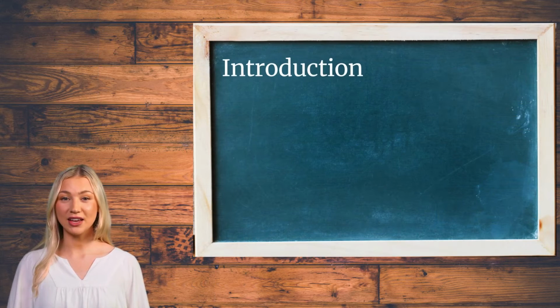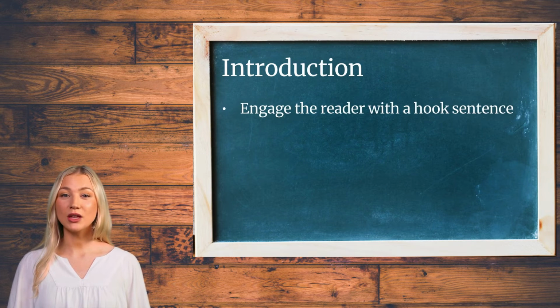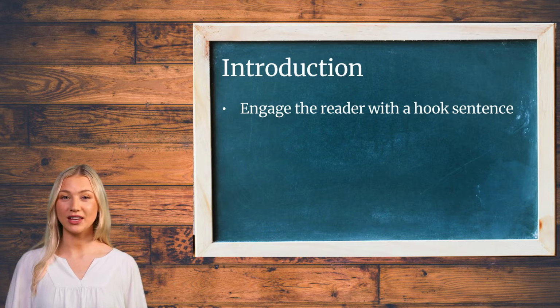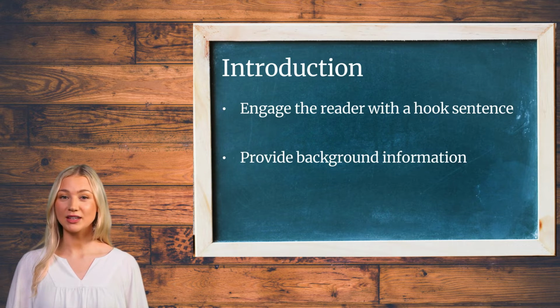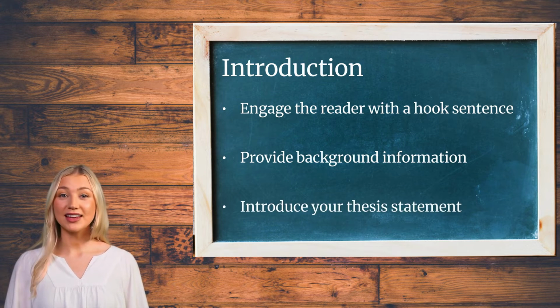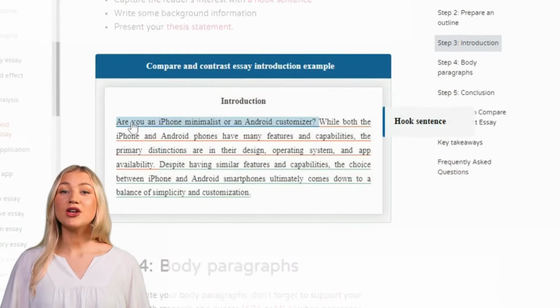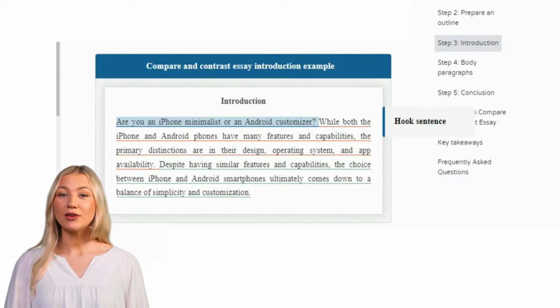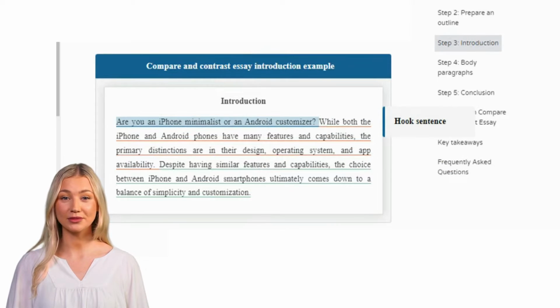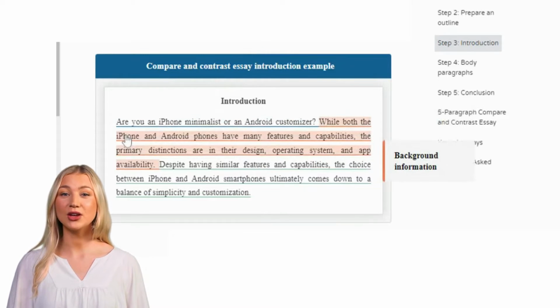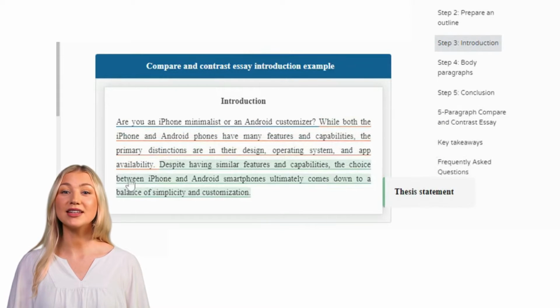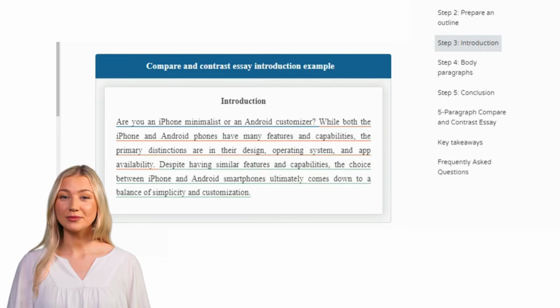In the introduction paragraph, your goal is to engage the reader with an attention-grabbing hook, provide relevant background information, and introduce your thesis statement. Let's see an example introduction. It starts with a hook sentence that aims to involve the reader and get in a conversational tone with them. This is followed by some background information on the subject to familiarize the reader with our topic. In the last sentence, we see the thesis statement where the writer explains the main idea and argument of the essay. Now that we are all done with the introduction, let's see how to write a body paragraph.